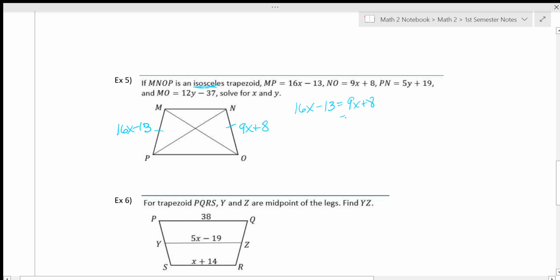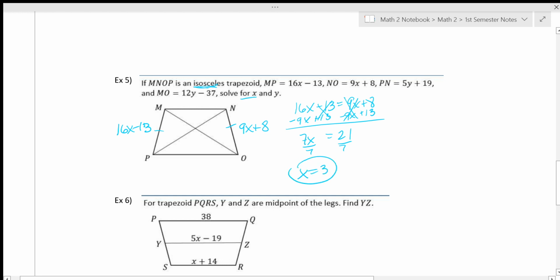And then we solve by adding 13 and subtracting 9x. It's going to get my x's to cancel. I'm going to have 7x here. Sorry, 7x. My 13's cancel, and I have 21 here. Divide by 7, and I get x equals 3. Okay, so that's part of what they asked me to solve for.